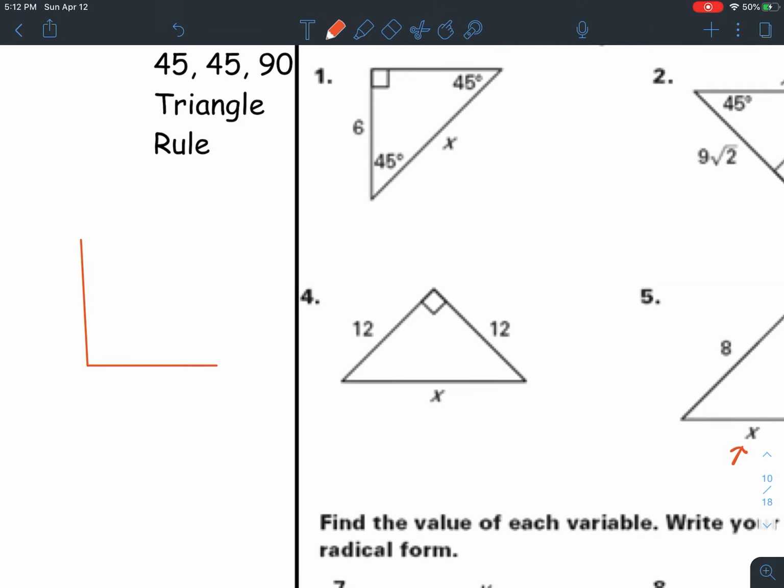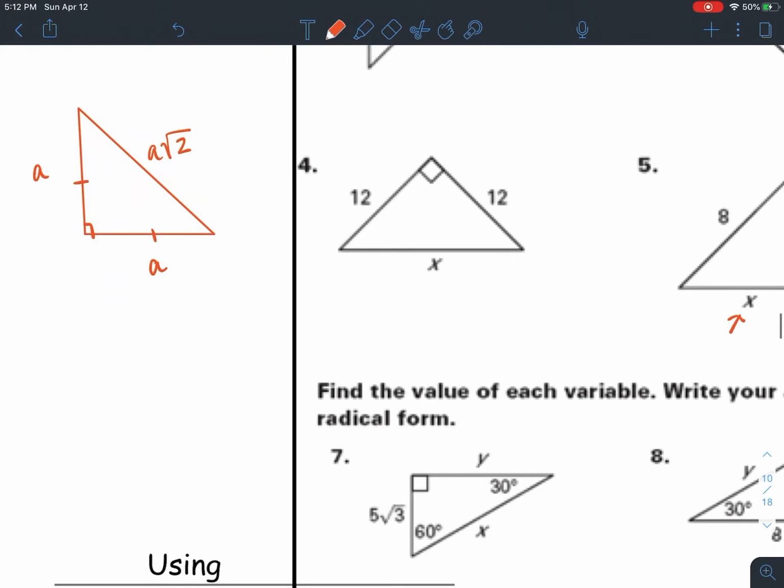Remember that for our rules, I've got a 45, 45, 90. I'm going to just go ahead and mark it here. And I have A and A and A square roots of 2. And for my 30, 60, 90, everything refers back to the short leg. Here is my 60 and my 30. So my 30, my short leg, is going to be A. My long leg will be A square root 3. And my hypotenuse will be 2A.